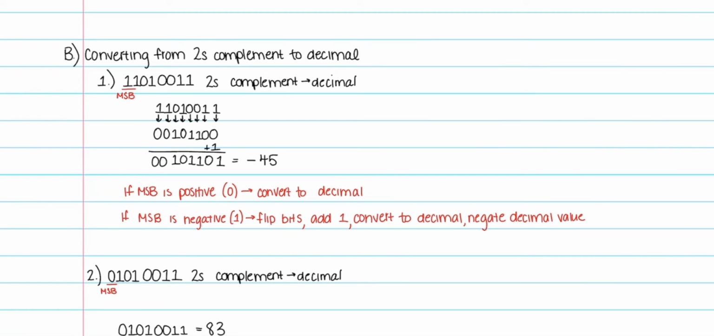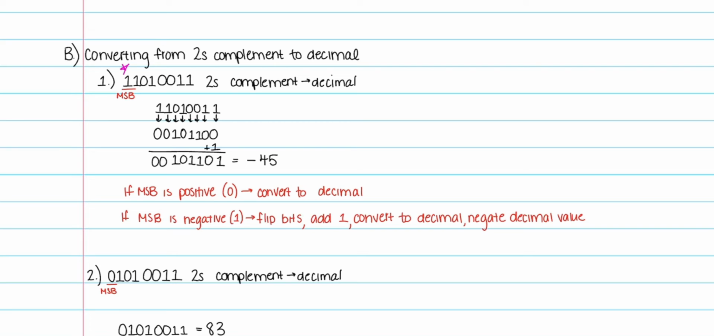In these next examples, we will be converting from 2's complement to decimal. Please see Part B, Example 1, where we are being asked to convert 11010011 2's complement to a normal decimal number. Since we are told that this is a 2's complement representation, we can check the most significant bit to figure out if the number in decimal is going to be positive or negative. In this case, the most significant bit is a 1, so we know that the decimal number we are searching for is going to be negative.